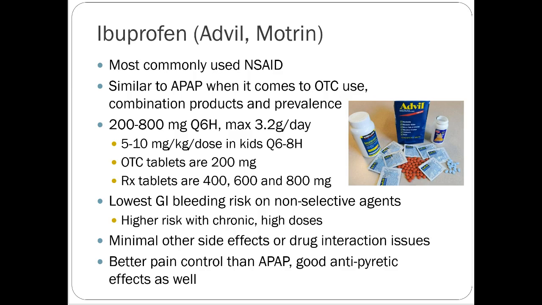Lowest GI bleeding risk, we talked about that. Not really any other side effects or drug interaction issues that we haven't talked about already. And clinically, and studies show that ibuprofen is one of the most effective of all the NSAIDs, really, for pain relief. It really has a good track record and good data behind it. And most studies will show that it is a more effective analgesic than acetaminophen. That's not all that surprising to us, though.